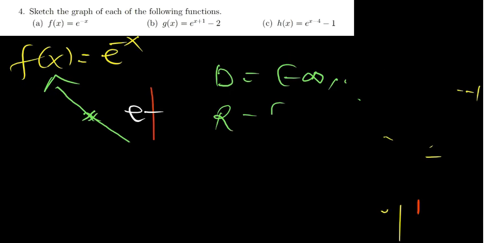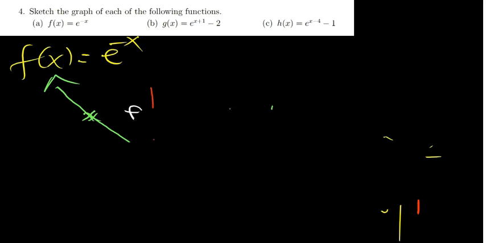So now we are done with part A. Let's go to part B. In part B we have g of x, which is e to the power x plus 1, minus 2. Remember, the horizontal asymptote is the number which you have here, which is not part of the exponential. So the horizontal asymptote is negative 2.